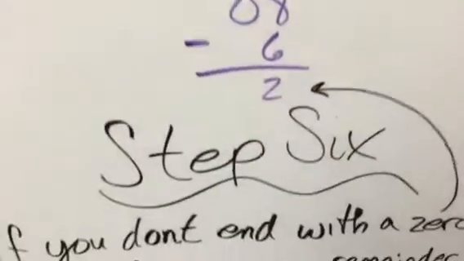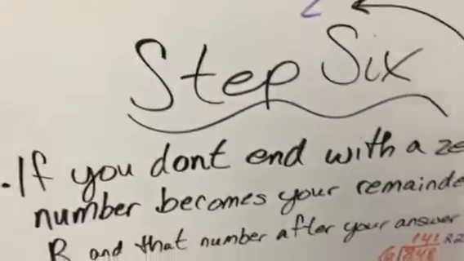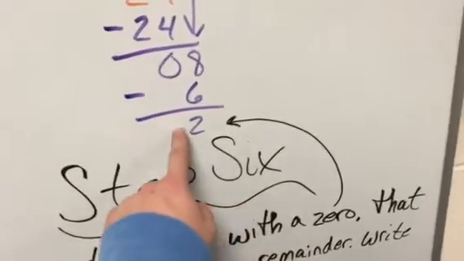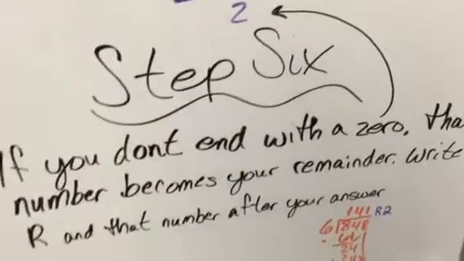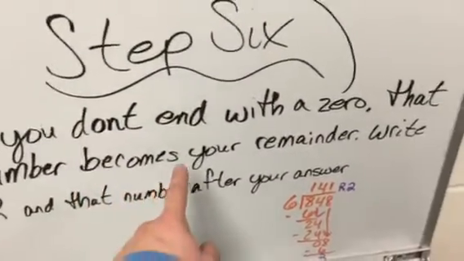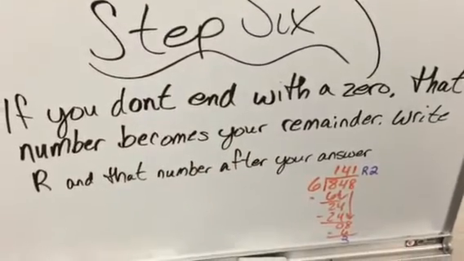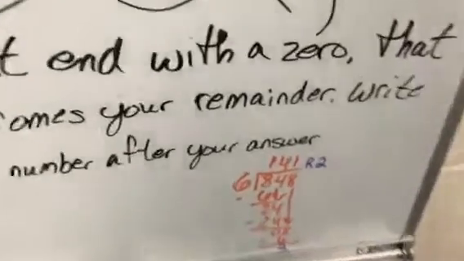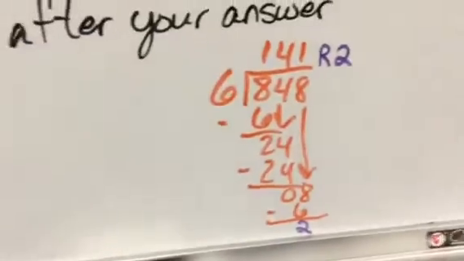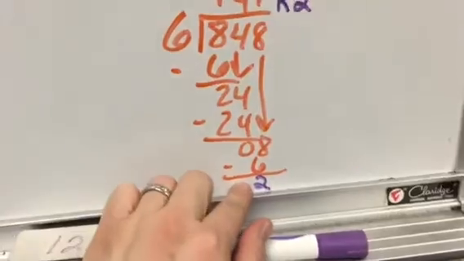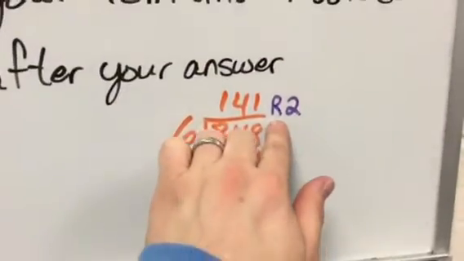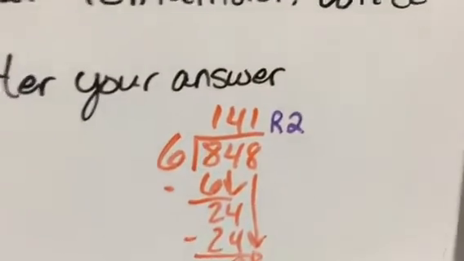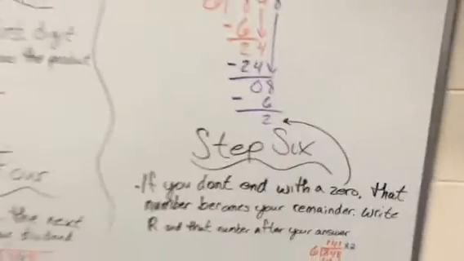And that brings us to step 6. If you don't end with a 0, and I drew an arrow, notice I didn't end with a 0, then that number will become your remainder. And you write a capital R and that number after your answer. So let's try to make this a little bit closer and show you. When we did all of our work and we left with that 2 on the bottom, we just add it next to our answer: 141 remainder 2. And this is how you do division.